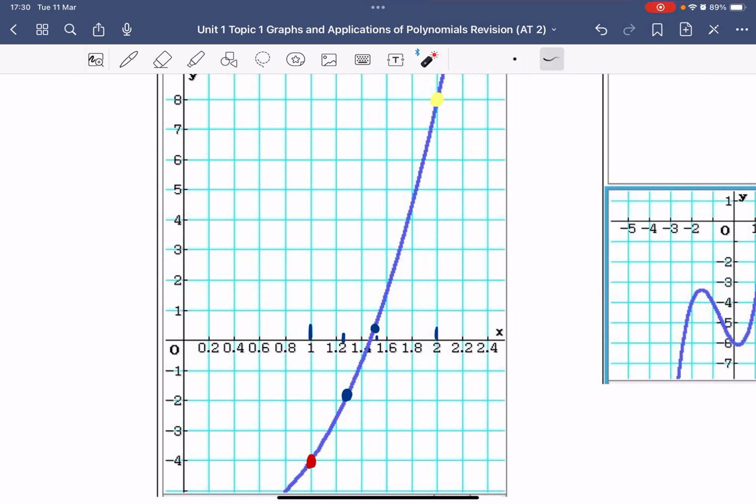So what's the value of the y value here times the y value there? Two negatives make a positive, so I'm not going to choose that section to bisect. I'm going to choose this section.